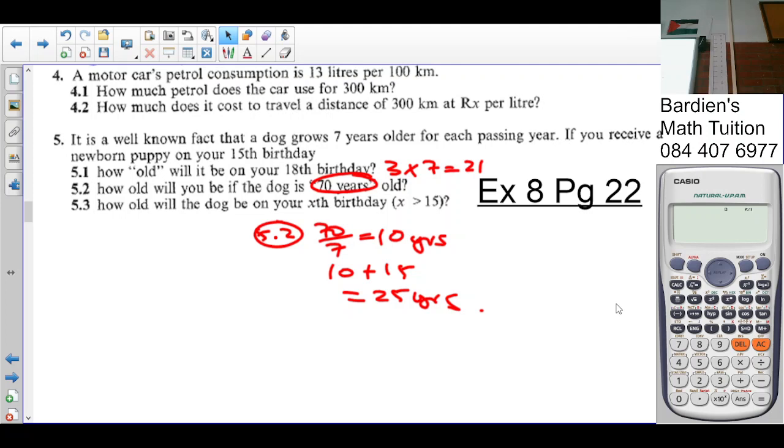Okay. Next. 5.3. How old will the dog be on your X birthday? Now they say X must be more than 15. Why do you think they say X must be more than 15?